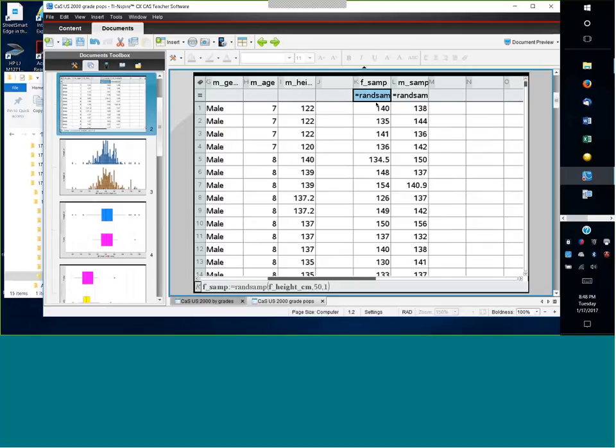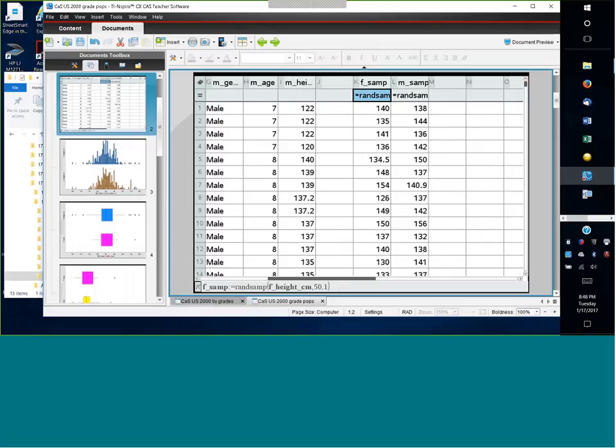If you look at the command that's used here, the command is just ransamp, name of the population, how big a sample you want to take, and the one means it's going to be without replacement instead of with replacement. So that's all that's involved in getting a random sample in Nspire.